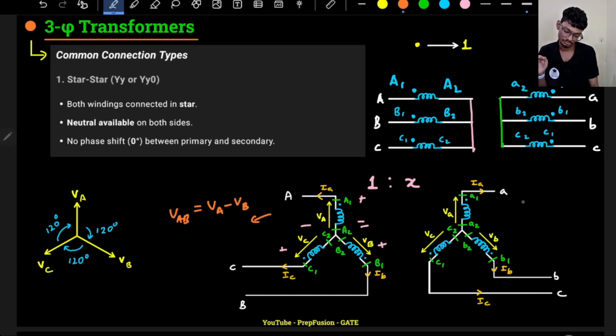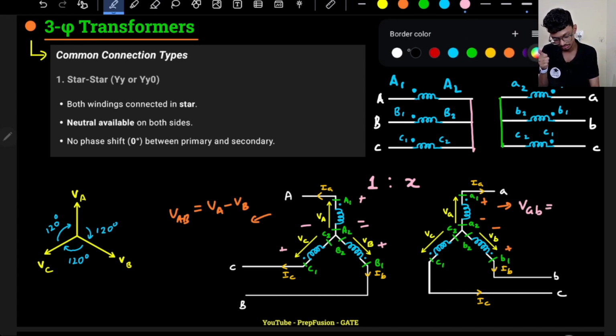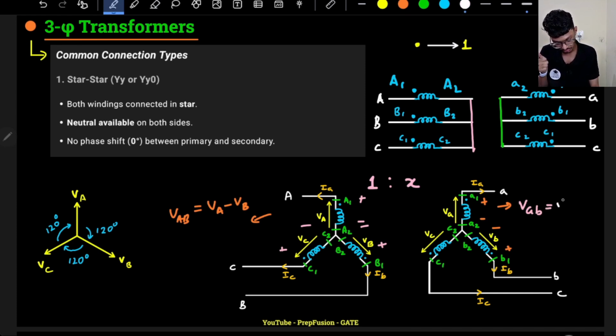Okay, what about here? Same thing, right? Again this is plus because this is dot, this is minus, this is plus, this is minus. So here again the same thing, what is my VAB? VAB is VA minus VB. Same thing.